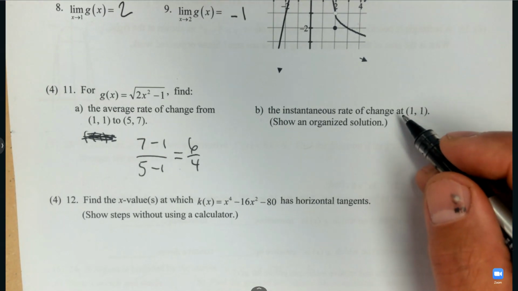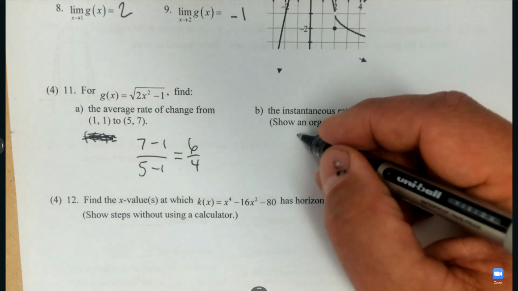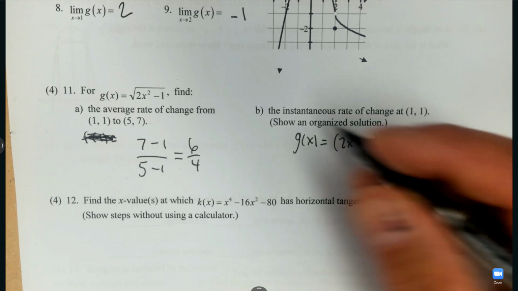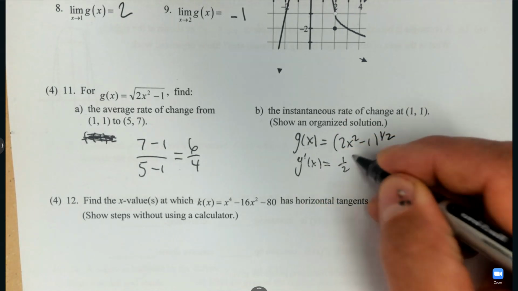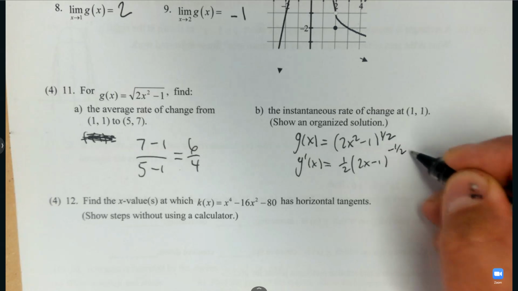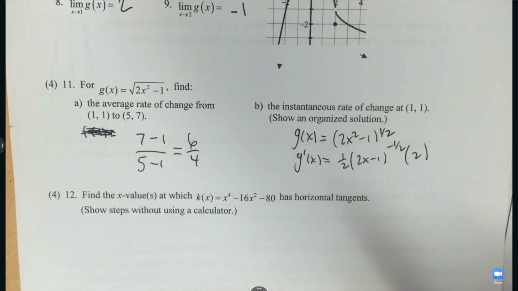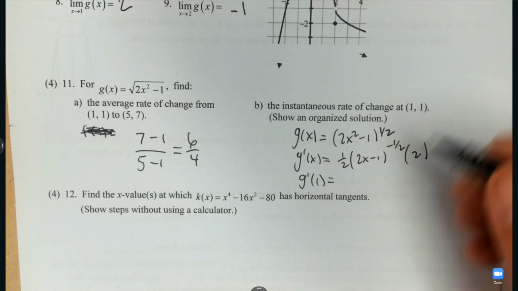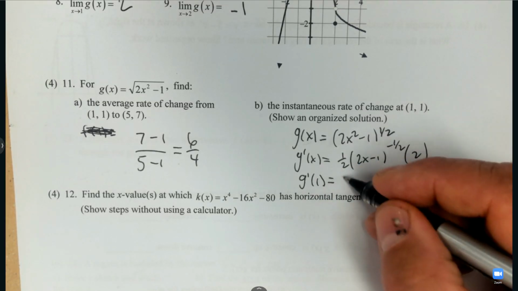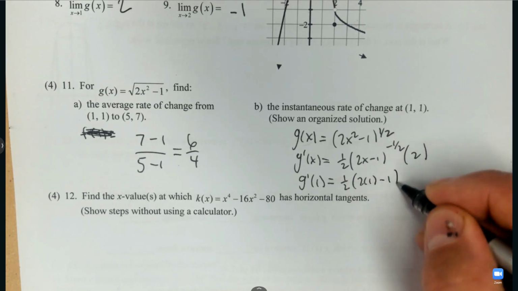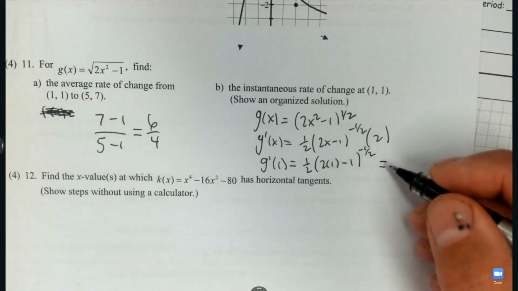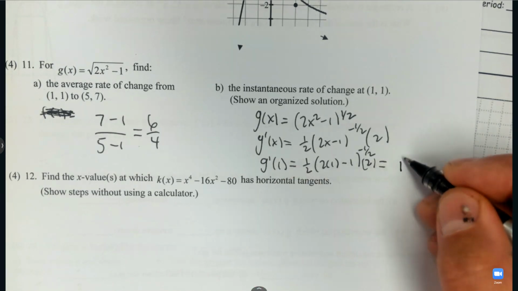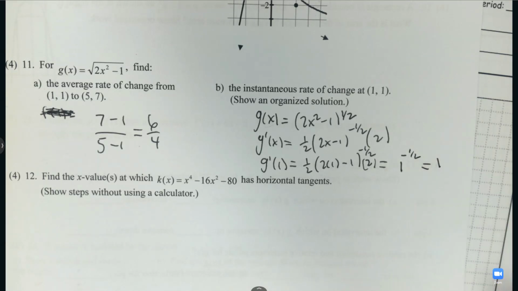If I want to know the instantaneous rate of change at a point, I have to take the derivative. First, I'm going to make it friendly, and then I'm going to take the derivative. So the derivative here is 1/2, subtract 1 from the exponent, and then I need to remember the hook. Then I plug in only the x-coordinate. I only need the x, which is 1, both are 1, and then solve it. There's a 2 in there. 1/2 times 2 is 1. It ends up being positive 1 to the negative half, and 1 to any exponent is 1. The answer is 1.